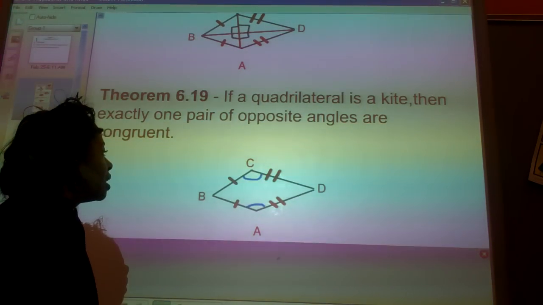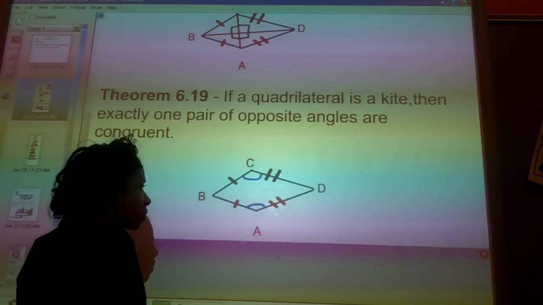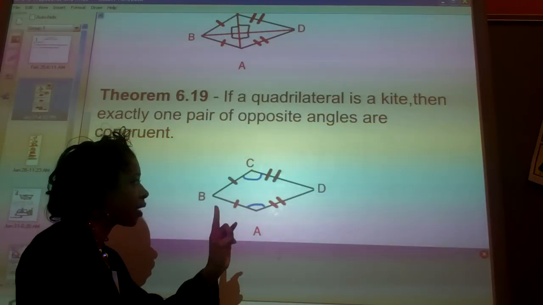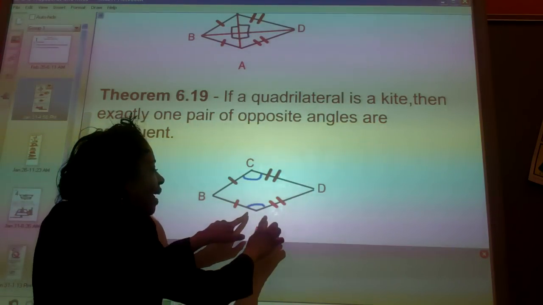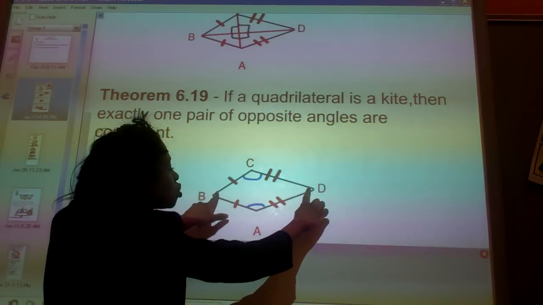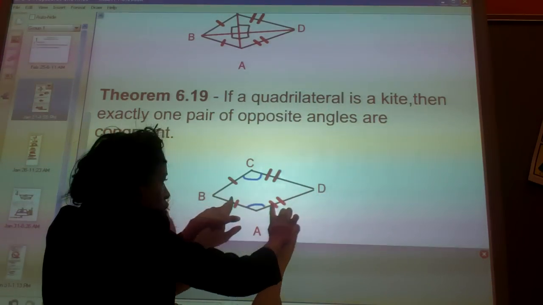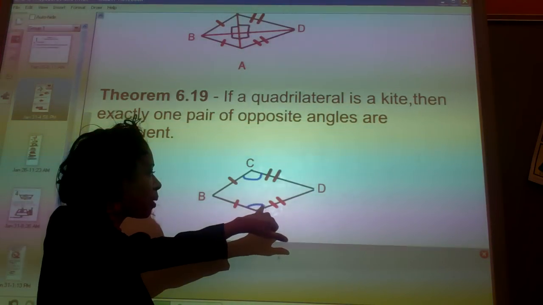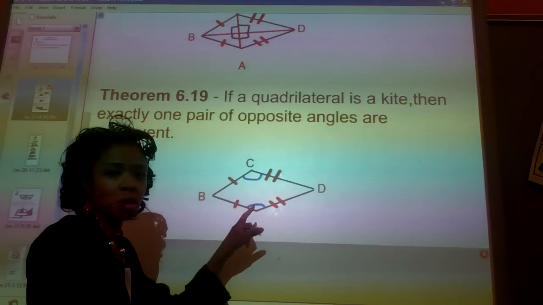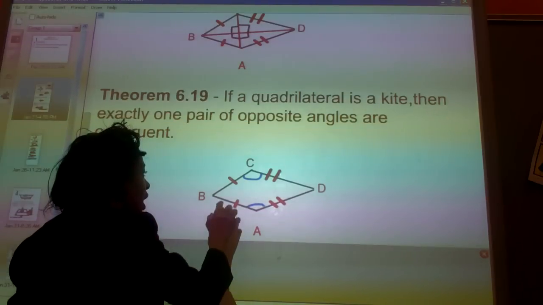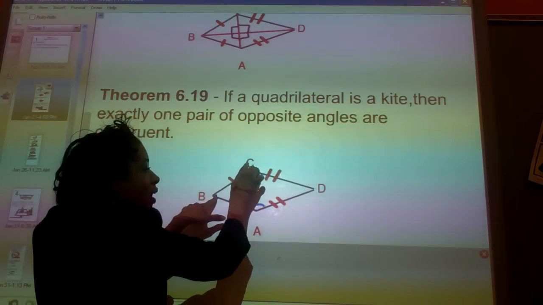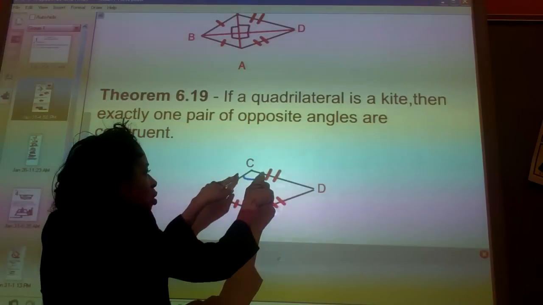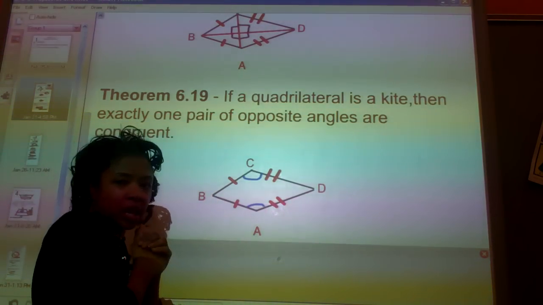Okay? Now, on the kite, the opposite angles will be congruent. It's only 1 pair. The pair that will be congruent is the angle in between the 2 legs that are not congruent. AB is not congruent to AD. That means I'm talking about this angle A, and it's going to be congruent to the opposite angle C because it's in between the 2 legs that are not congruent. BC is not congruent to DC. So therefore I'm talking about this angle C. It will be congruent to angle A.